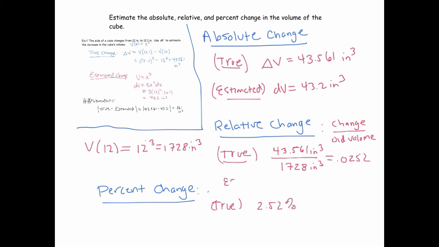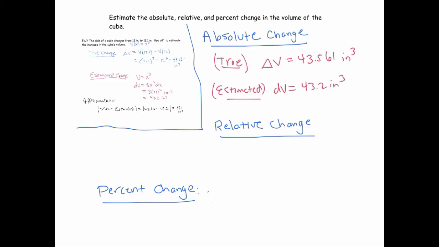And so the estimated would be the same thing. The estimated relative change would be 43.2 cubic inches divided by 1728 cubic inches. So that ends up being 0.025. And so our estimated percent change is actually 2.5%. All right.